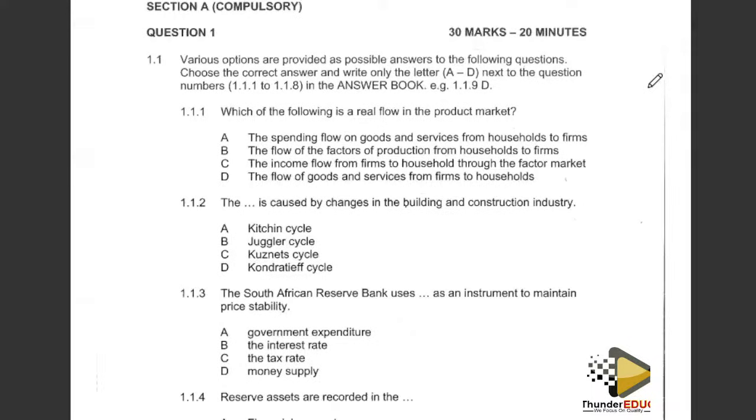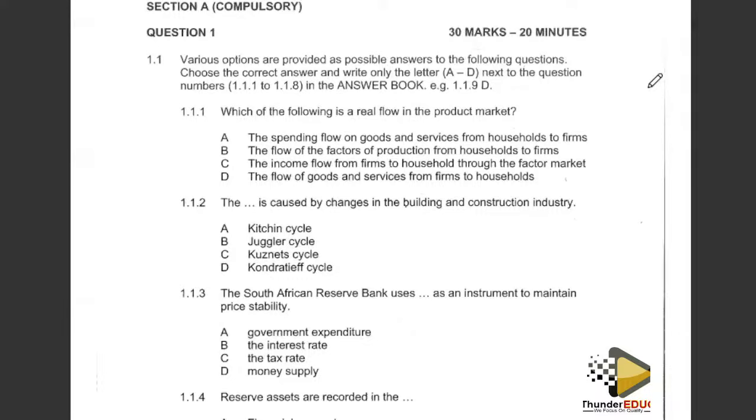Okay, right. So now let's check option A. Option A, we have the spending flow on goods and services from households to firms. It's out. So we cancel it. So now the second one, which is B, we have the flow of the vectors of production from household to firms. And then also this one is totally out. So now let's check the next one, option C. It reads as follows: the income flow from firms to household through the vector market. Also this one is out.